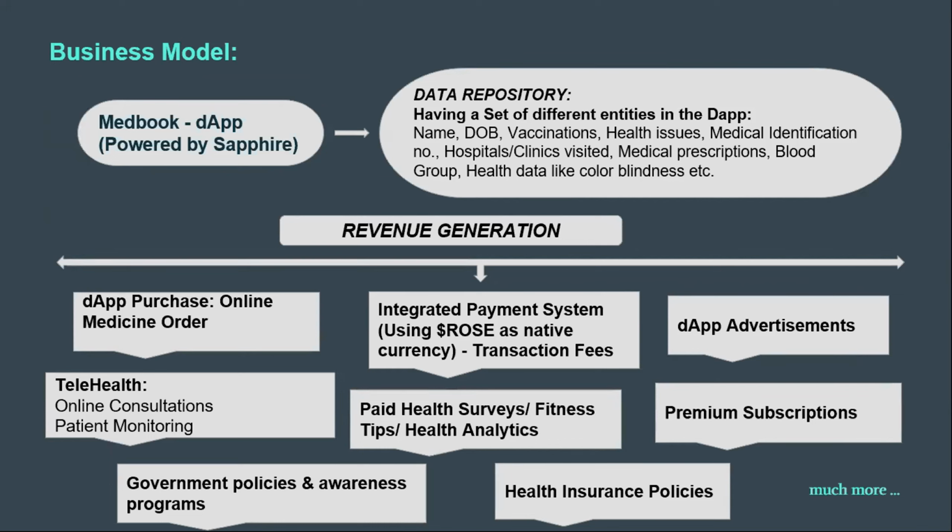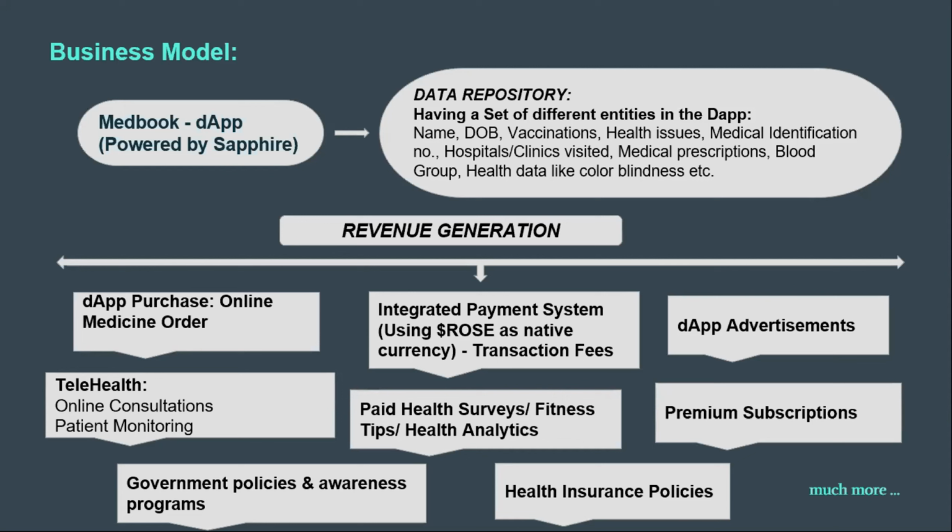We'll have an integrated payment system using ROSE as a native currency, which will help with transaction fees and all. We can have DApp advertisements of various pharmaceutical companies and of various online medical stores, etc. Then telehealth, as I've already mentioned, online consultancy and patient monitoring. We can have paid health surveys, fitness tips, and health analytics, which the user needs.